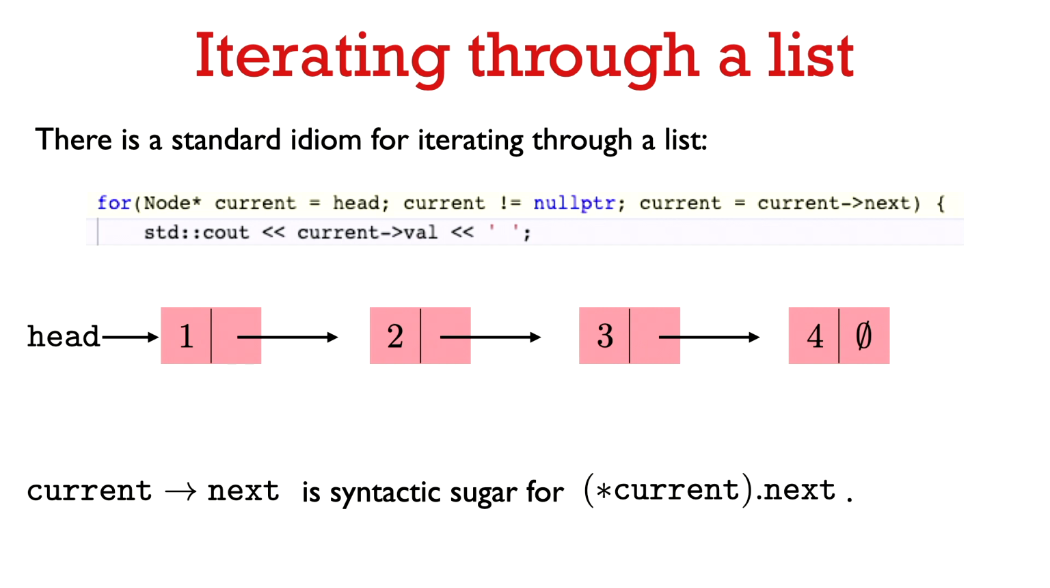So in our for loop, we declare a node pointer. I'm calling it current here. We set it to be equal to the head that is pointing at the first node. And we keep going until current becomes the null pointer. That tells us that we've reached the end of the list. And we update current by setting it to be equal to current pointing to next. So this arrow notation here is just some syntactic sugar. It's equivalent to dereferencing current and getting the next variable of that node.